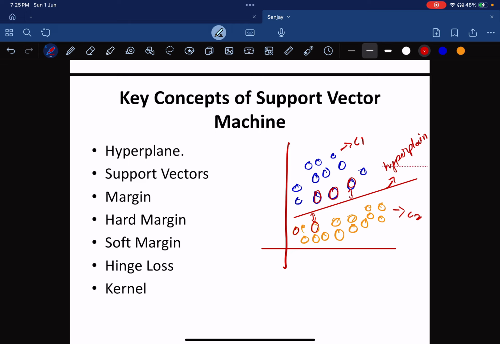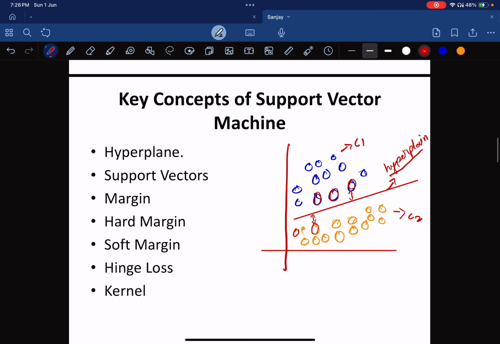The distance between the support vectors and the hyperplane is called the margin. In this case, this length is the margin. Here, this length is the margin. In SVM, it will maximize the distance of the margin, so we can classify the classes accordingly.